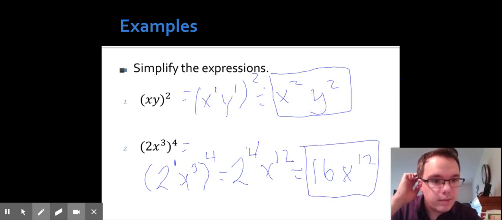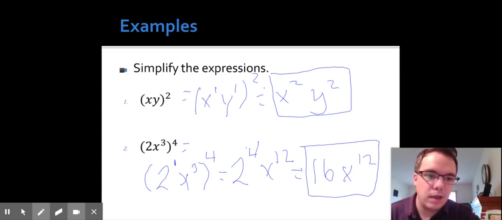So those are our 3 properties for multiplying exponents. Either you're going to add exponents because you're multiplying two powers with the same base, or you're going to multiply your exponents because you have parentheses and you're going to take the one outside times everything inside.